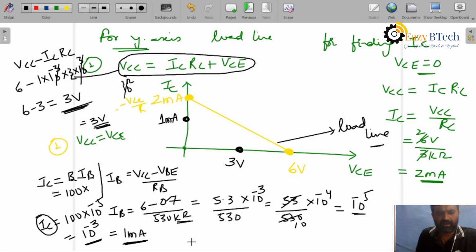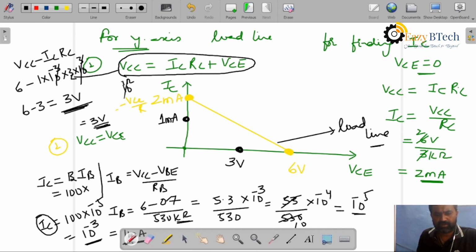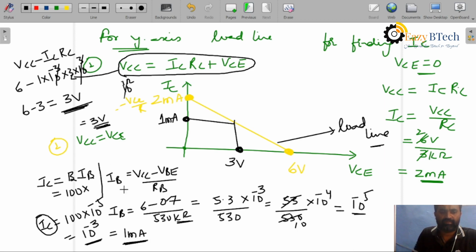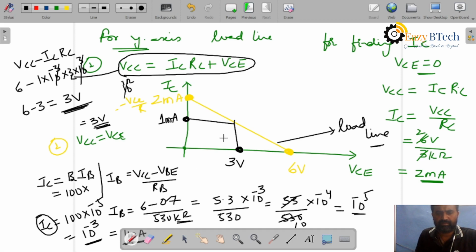Now you can draw the point, this point. This value is the operating point, 1 milliampere comma 3 volts. 1 milliampere, 3 volts is the Q point.